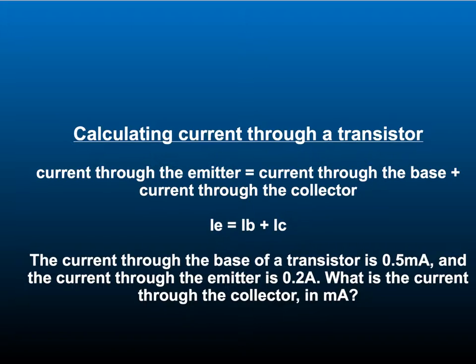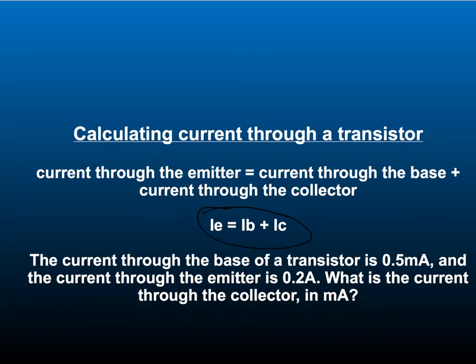In this example, we've got the current through the base of the transistor is 0.5 milliamps and the current through the emitter is 0.2 amps. What is the current through the collector in milliamps? To answer this question, we need to start by writing down what we know. We know that we are using this equation.